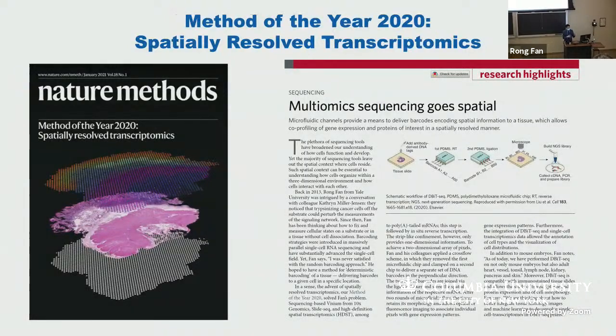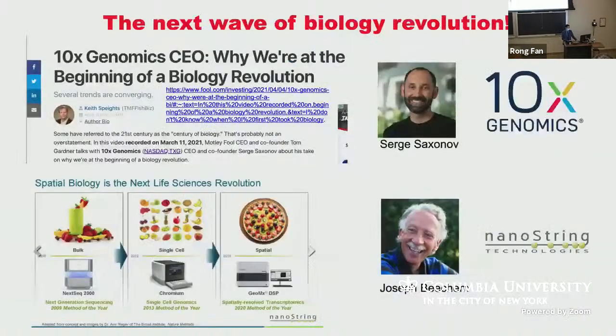So I think everyone in this field got so excited earlier this year because Nature Methods chose spatially resolved transcriptomics as the method of the year. In the same issue, I think they also highlighted our work, saying, oh, multi-omics goes spatial as well. But what is beyond what we have demonstrated in that paper?